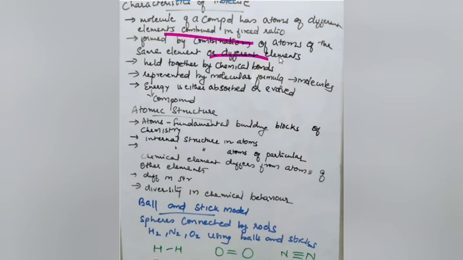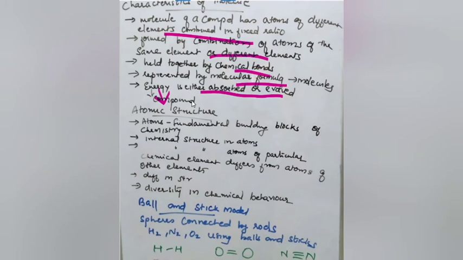They have to be held together by a certain force or bond. These are known as chemical bonds, and molecules are represented by their molecular formula. Here energy is either absorbed or evolved. In the formation of a compound, energy is either absorbed or given out.